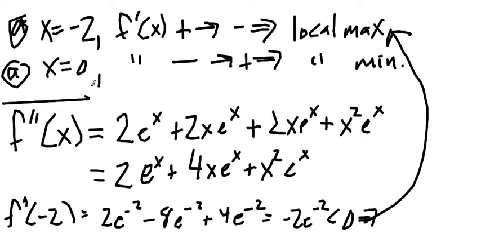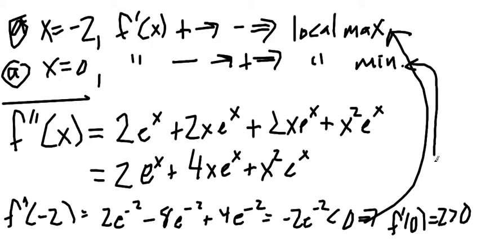And if I were to plug in 0, this is really a lot easier to figure out. If I plug in 0 into here, 4 times 0 is 0, e to the 0 is 1, 0 squared times e to the 0 is 0, so I am just left with 2 times e to the 0, which is just 2. That's positive. By the second derivative test, if your first derivative is 0 and your second derivative is positive, then you're at a local minimum. Great.